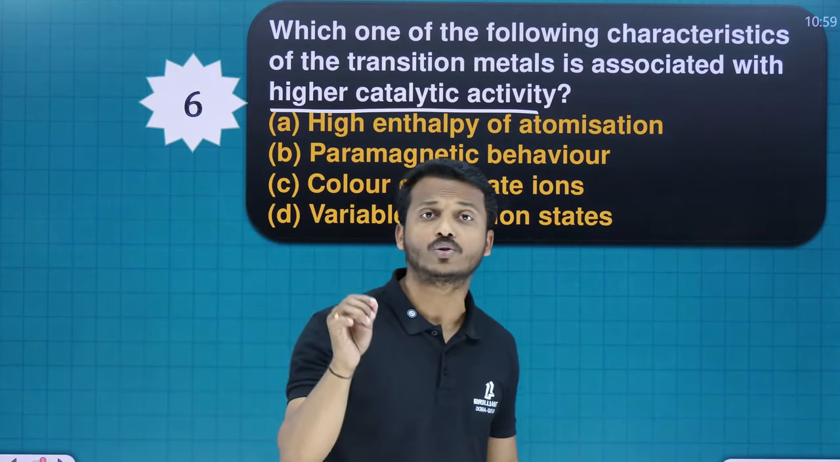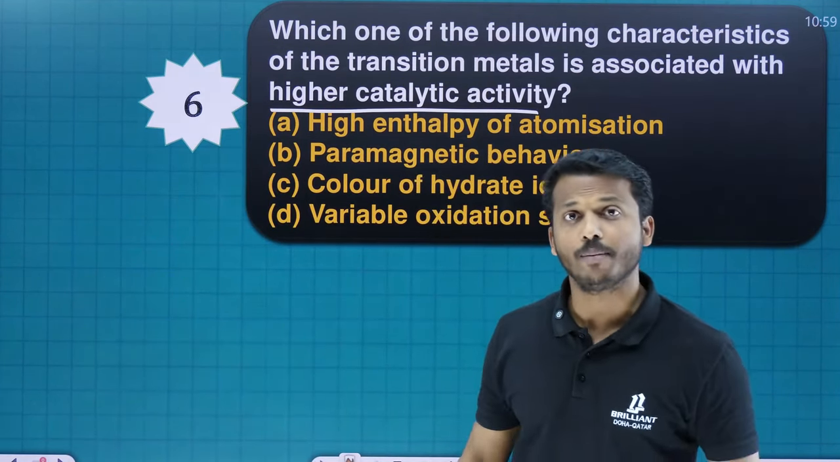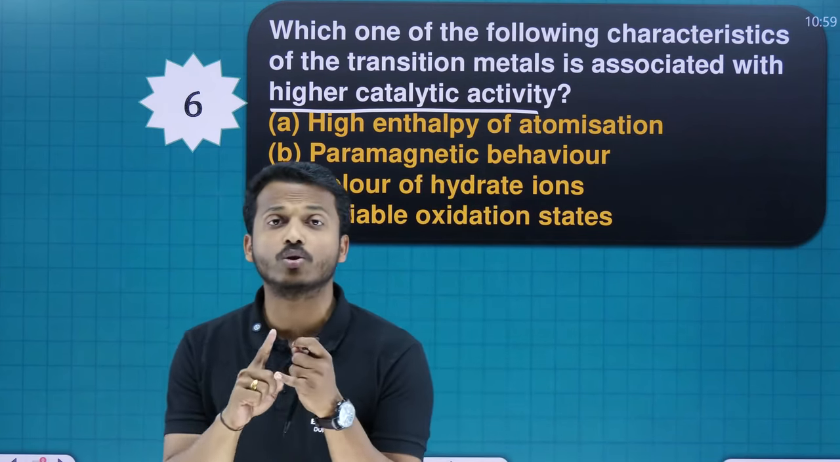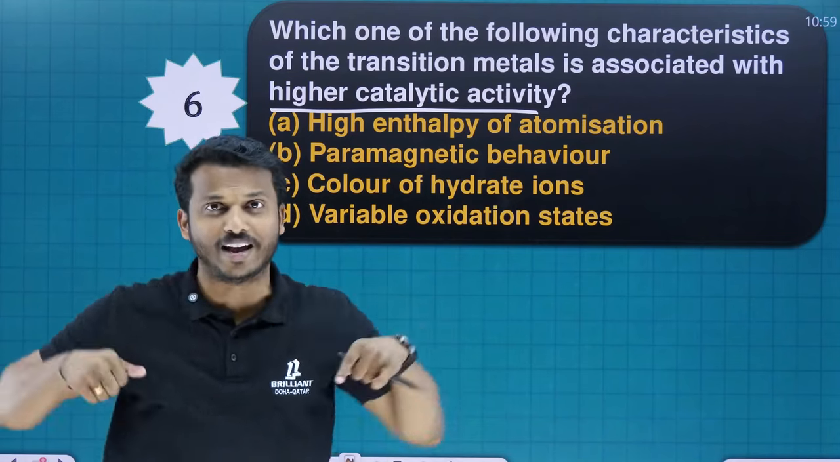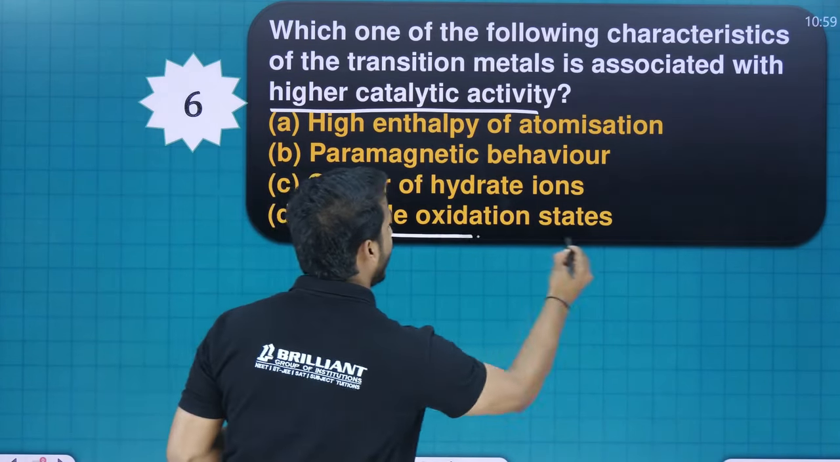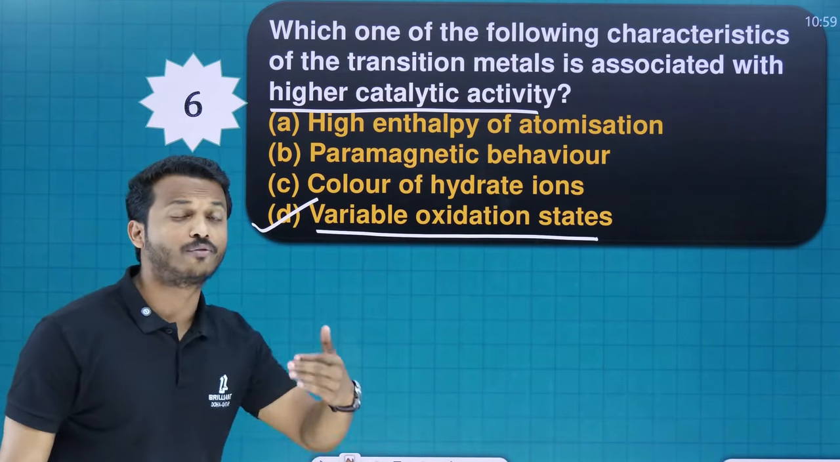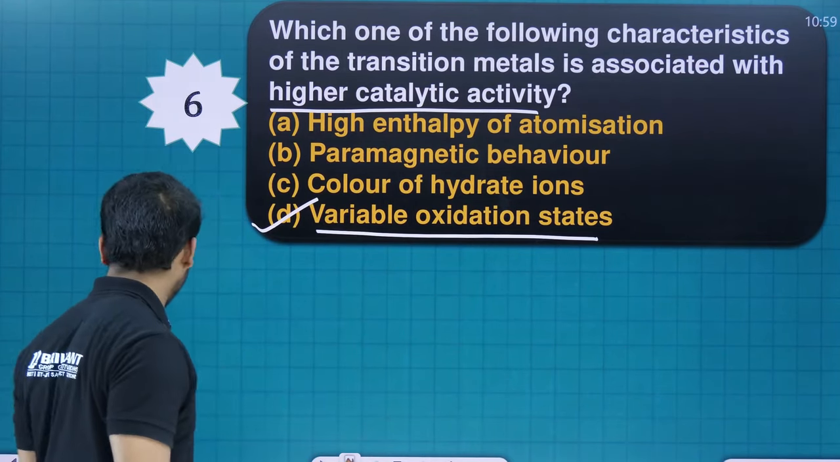Ready? Question 6. Which of the following characteristics of the transition metal is associated with a higher catalytic activity? You know, transition metal used as catalyst because the main two reasons are there. Because they show variable oxidation state and they provide large surface area. So what is the answer? They show variable oxidation state. Therefore, they show catalytic activity.